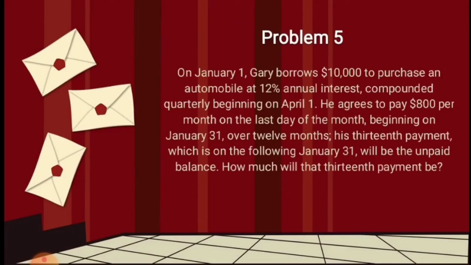So here's the problem. On January 1, Gary borrows $10,000 to purchase an automobile at 12% annual interest, compounded quarterly beginning on April 1. He agrees to pay $800 per month on the last day of the month, beginning on January 31, over 12 months. His 13th payment, which is on the following January 31, will be the unpaid balance. Now the question is, how much will that 13th payment be?